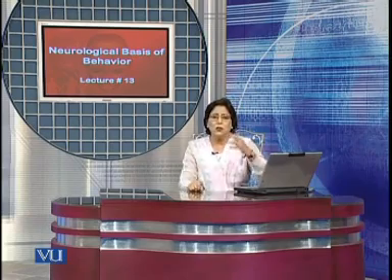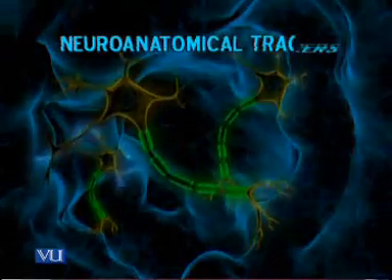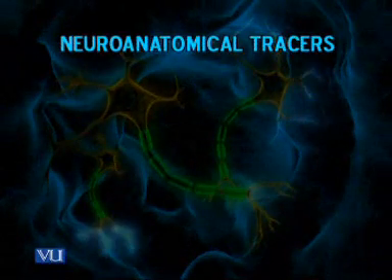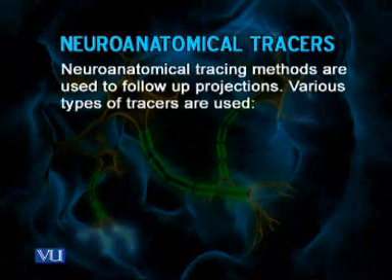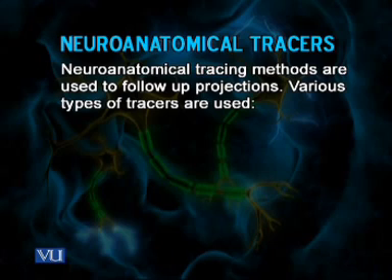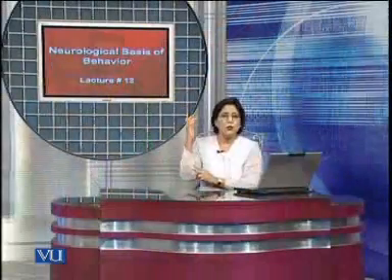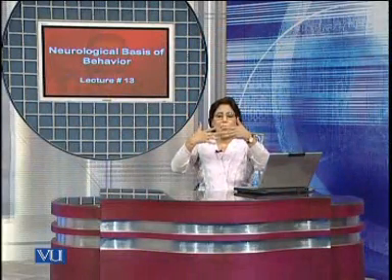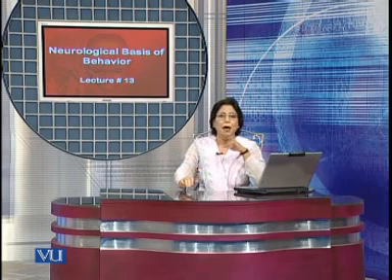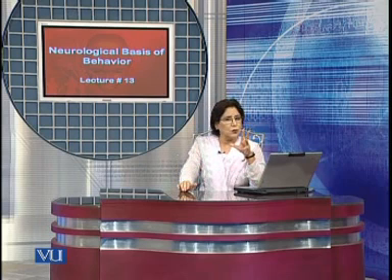Then there is another group of histological procedures, the neuroanatomical tracers. Tracers means tracing the pathway. Of course, understandable. And there are various tracing methods which we follow up on projections. Where is this going? Where are these going? There are several types of tracers which are used.